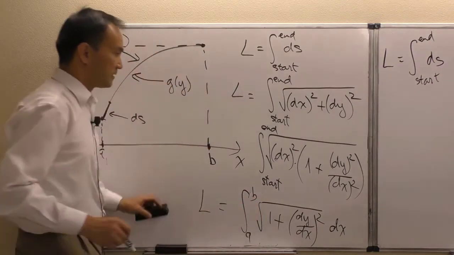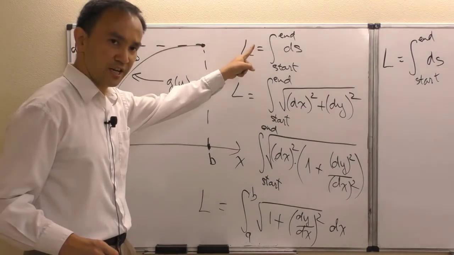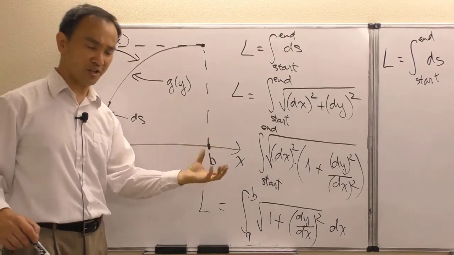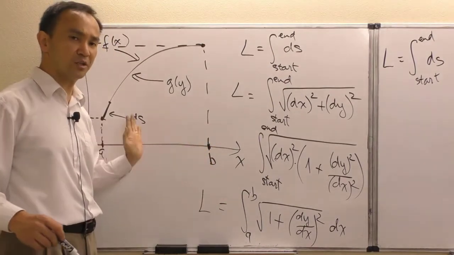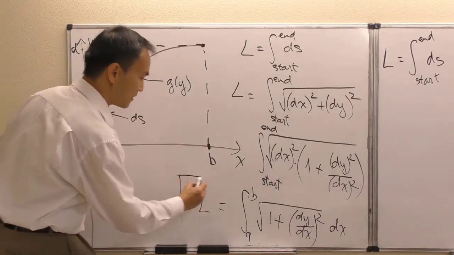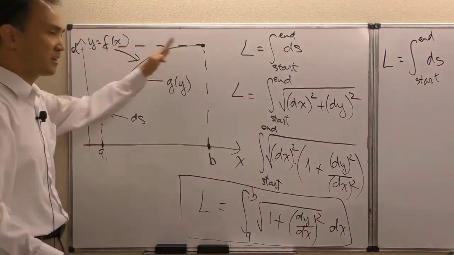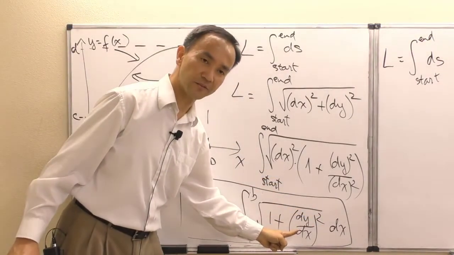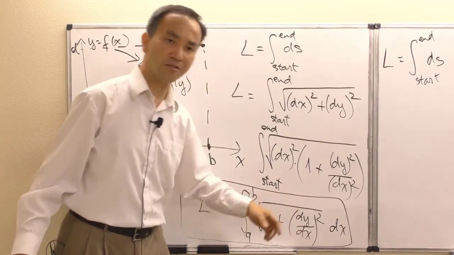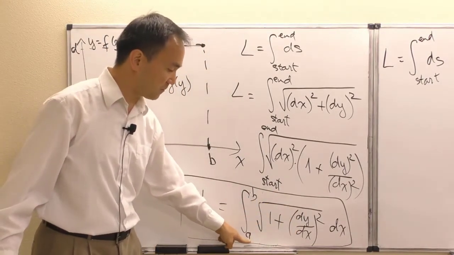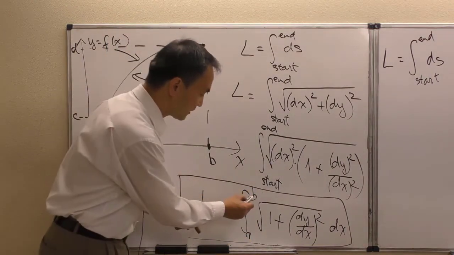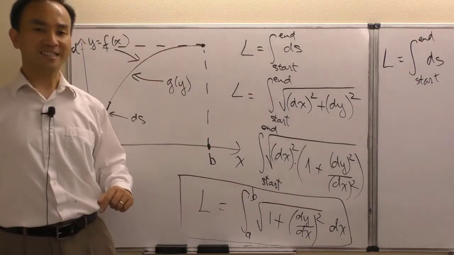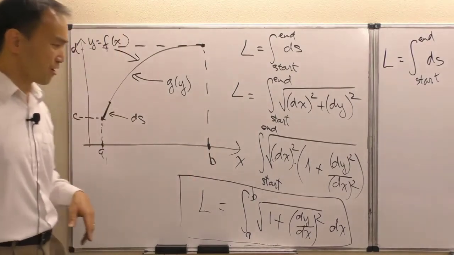Ladies and gentlemen, arc length for any curve can be found by this formula. If we choose to integrate with respect to x, along the x-axis, then it's our responsibility to express the curve as a function of x, and then find the derivative of the function, dy dx, and put that in this formula. And then the interval, from the start to the end, will of course be expressed in terms of x. This is x equals a on the x-axis. This is x equals b on the x-axis. So that's one way.